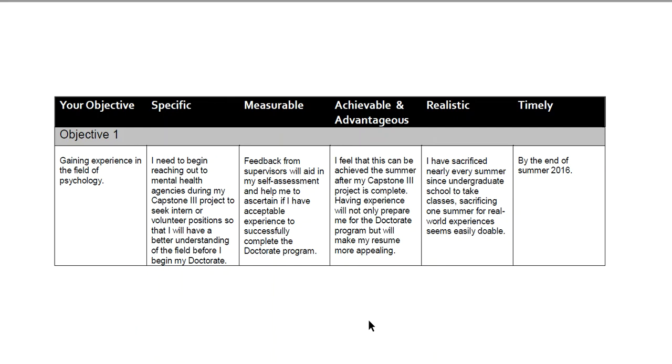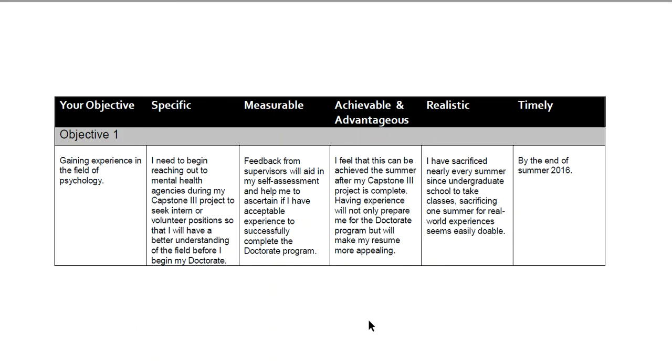But your objective, so this person wanted to gain some experience in the field of psychology. So the specific and measurable are different, and you can see that here with her columns. So specific is I'm going to reach out to mental health agencies during Capstone 3, or I'm going to seek intern or volunteer positions so that I can understand and get experience in the field of psychology. Very specific.